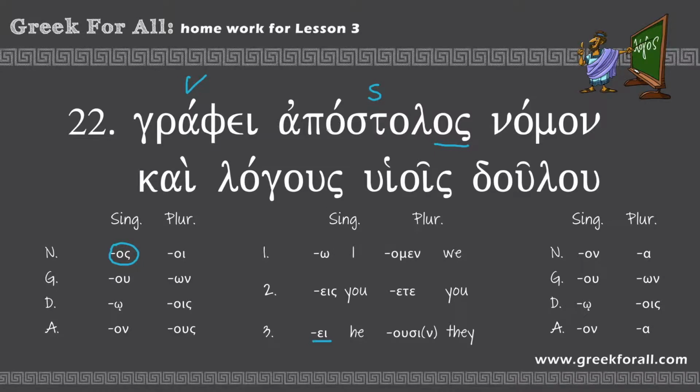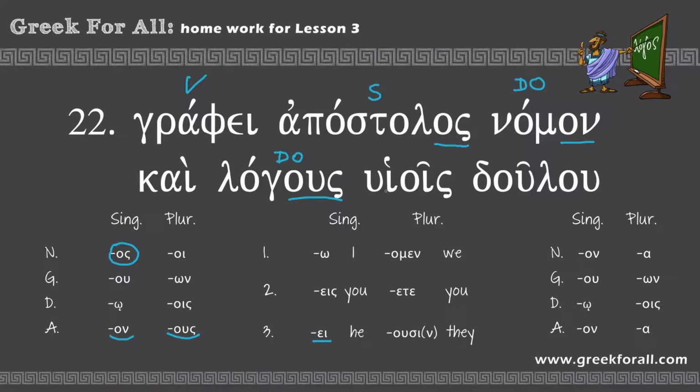So an apostle writes. And then we have the word nomon, which has the ending on, and we know that this is the masculine noun nomos, a law. So the ending on tells us that this is the accusative case singular, which is the direct object. And then we have kai and logus. Logus has the ending us, which is also accusative but plural. So logus is also a direct object.